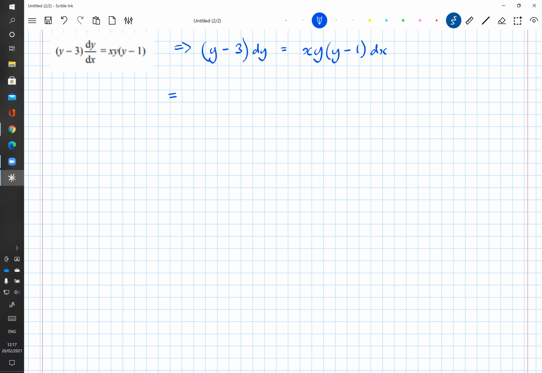And notice that the y's are on the wrong side. We've got some y's attached to the dx. We don't want that. So we get y minus 3 all divided by y minus 1 dy equals x dx. And now we're ready to integrate.